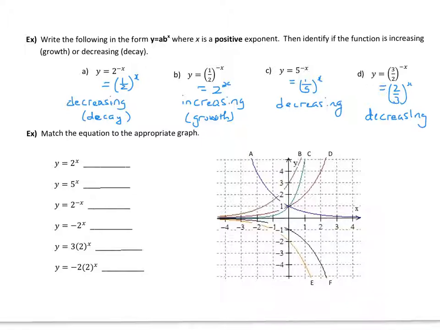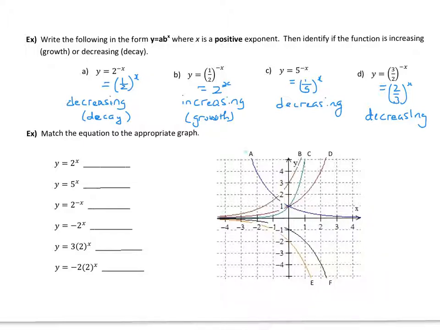All right, the next question, you're going to match the equation to the appropriate graph. So I've given you 1, 2, 3, 4, 5, 6 different equations here, and we have 1, 2, 3, 4, 5, 6 different graphs. So I assume there's a one-to-one relationship when I made this up. Take a chance, do some guessing, and then you can check.